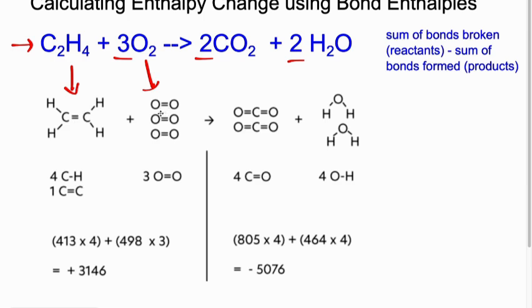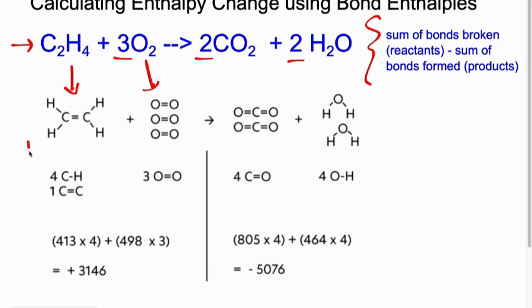Oxygen has double bonds, and there's 3 of them. There's 2 carbon dioxide, so here's the carbon dioxide. We learned how to do these structures before, and water is like that. I have 2 water molecules. So all you have to do now is this. You're going to apply this formula: sum of bonds broken, which is the reactants, minus the sum of the bonds formed.